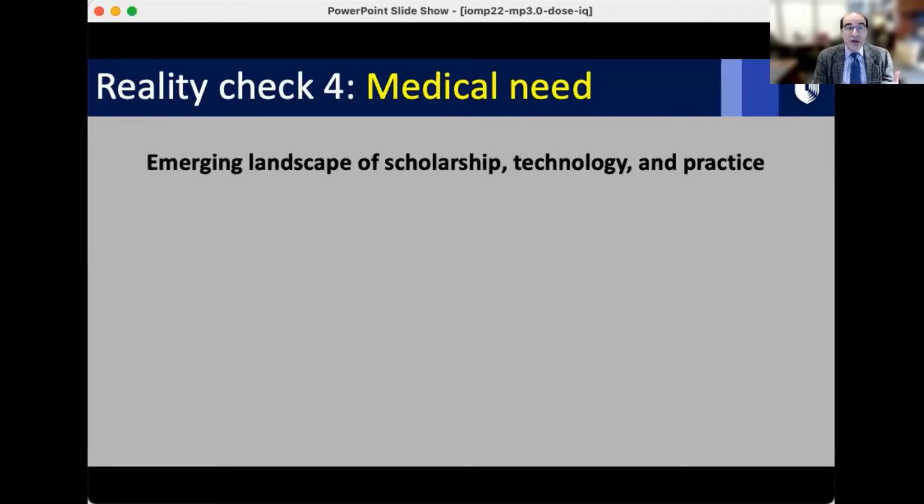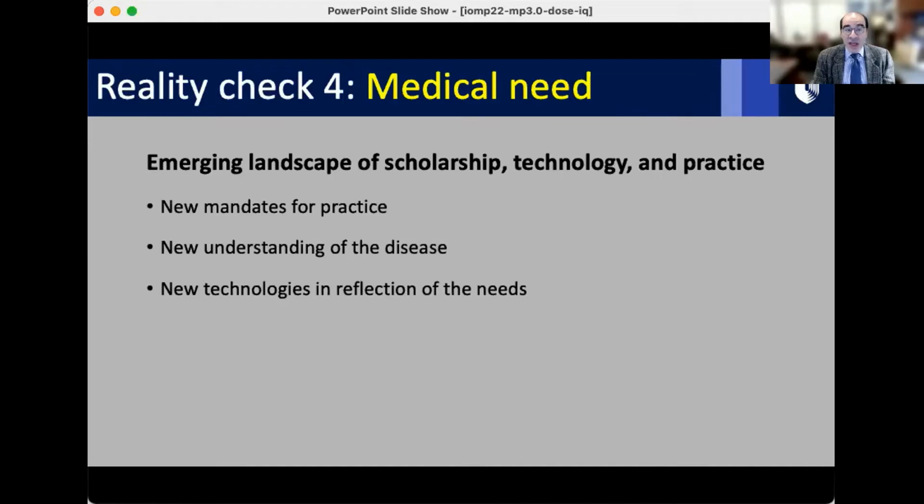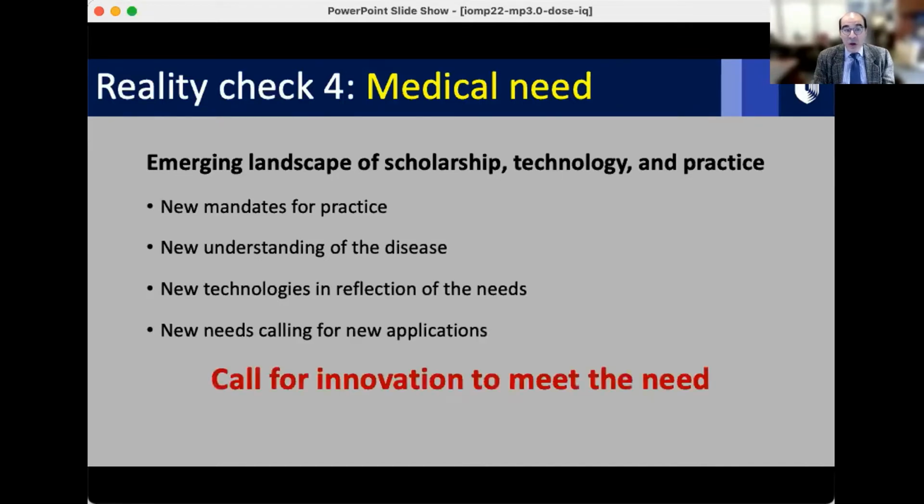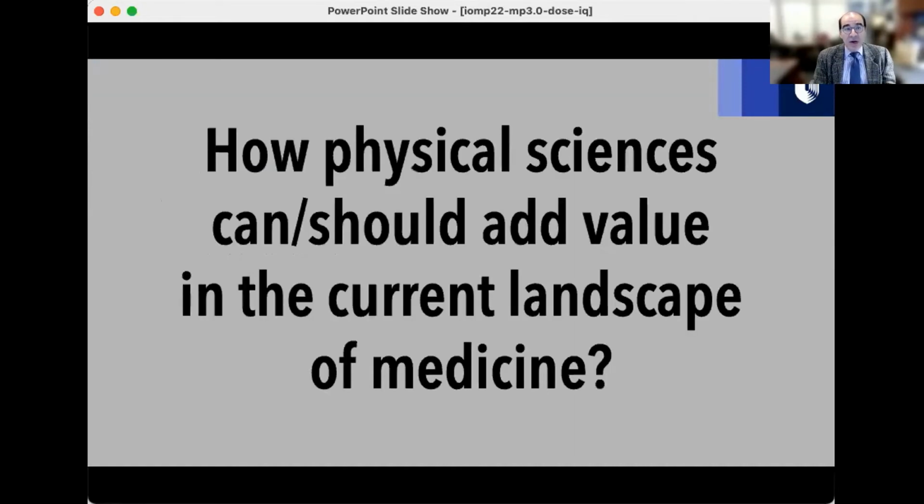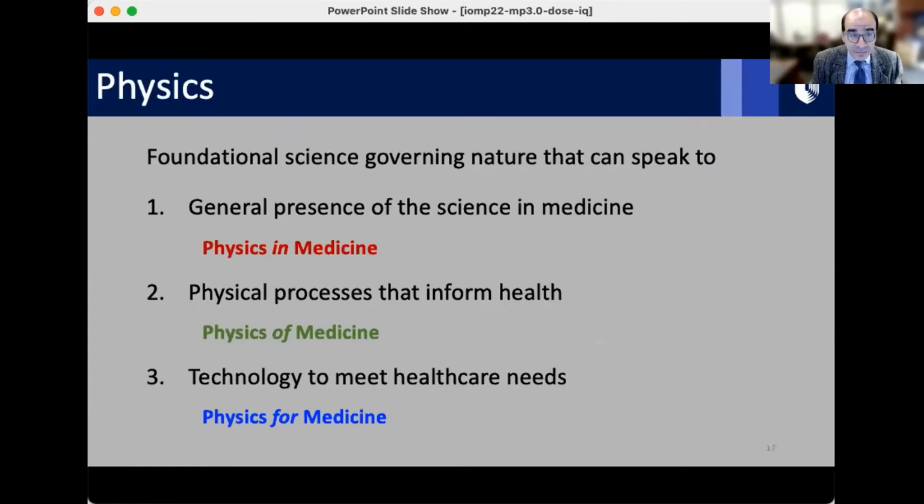This is in this emerging landscape of scholarship, technology, and practice. There are new mandates for practice, new understanding of the disease, new technologies in reflection of the needs, and new needs calling for new applications. Call for innovation to meet the needs that I just highlighted. Here, then, we ask the question: how can and should physical sciences add value in this landscape that I'm painting here in medicine?